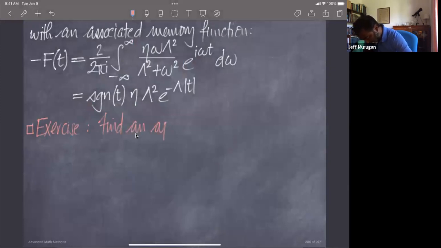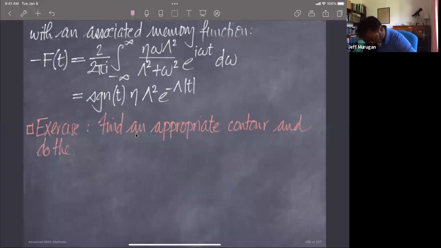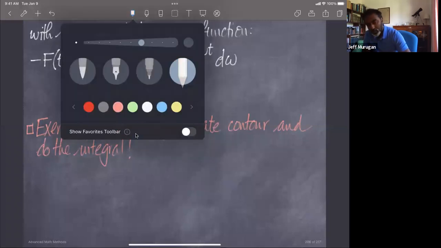Find an appropriate contour and do the integral. Okay.